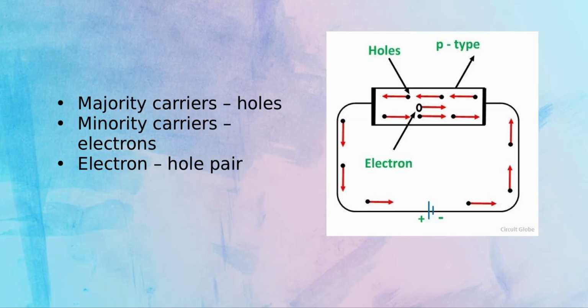Now when I apply a potential difference across a p-type semiconductor, all the holes move towards the negative charge. As we know, opposite charges attract each other. So the majority carriers here are holes and the minority carriers here are electrons.